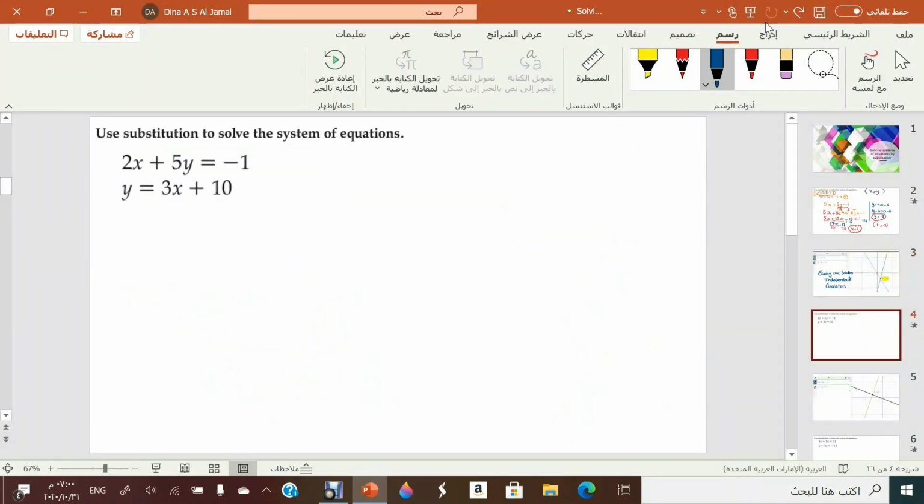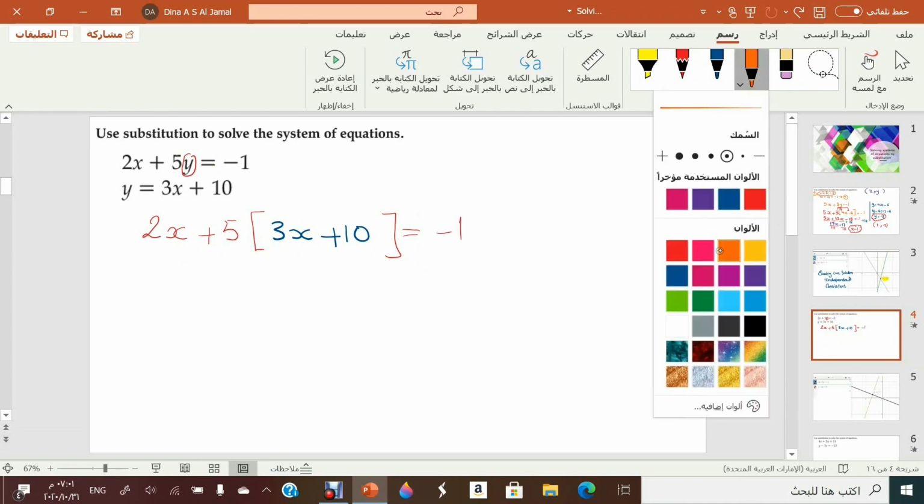Now let's go to this question. You have a system of equations and you have this y alone. So if you focus, you need to remove this y and put this one instead of it. So let's solve it step by step. 2x plus 5. Now open these big brackets. That means you substitute this y, 3x plus 10, and then you put it equal to minus 1.